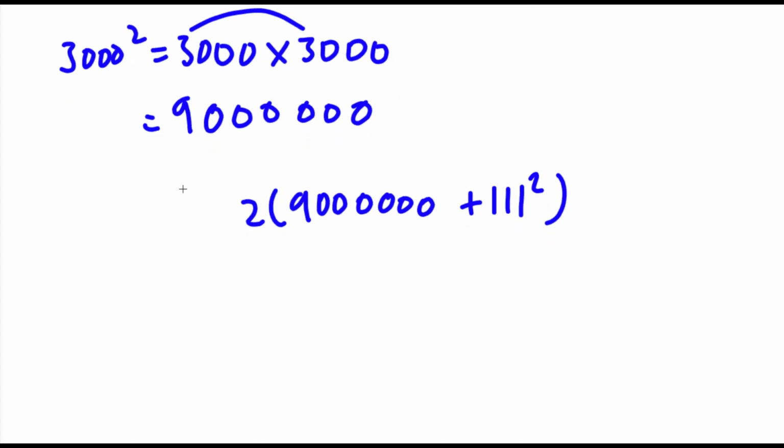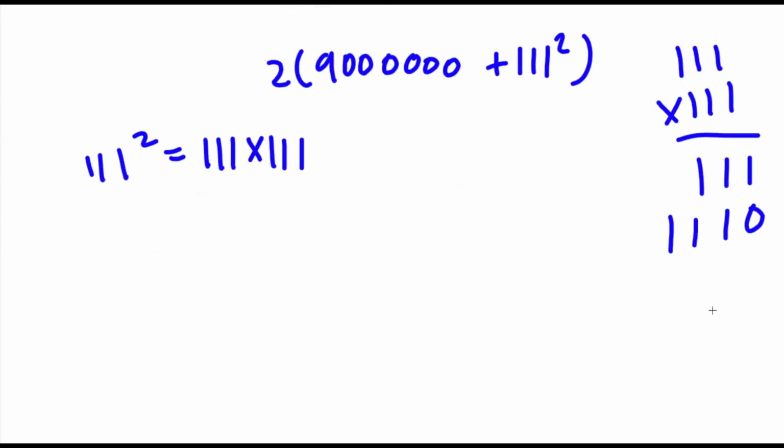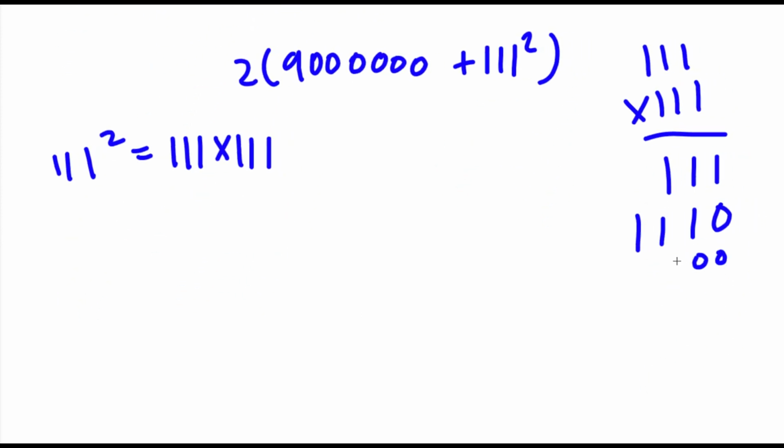Now for 111 squared, this is equal to 111 times 111. If we try to do this, 1 times 1 is 1, and so on. So I have 1, 2, 3, 2, 1, which is our answer.